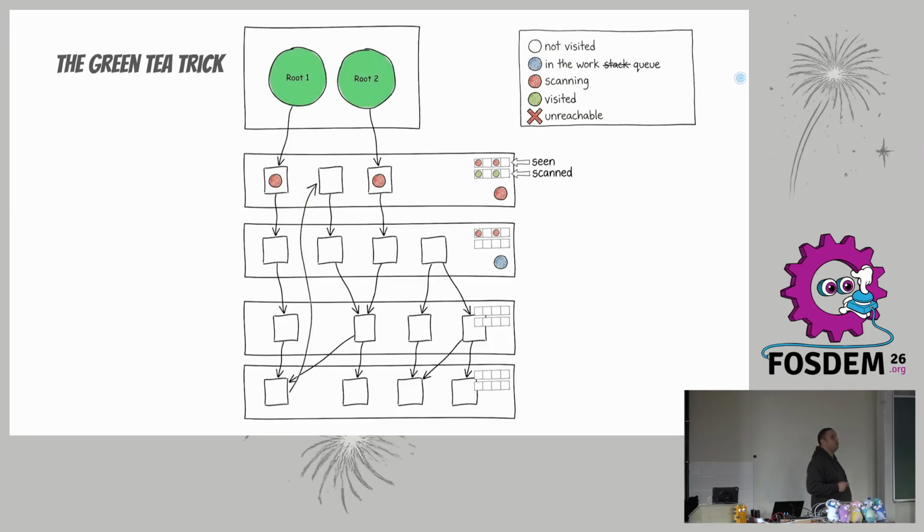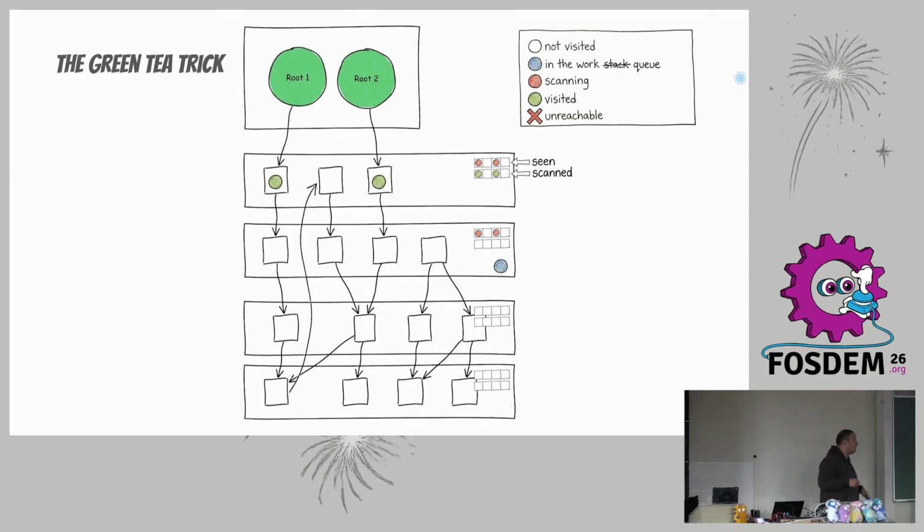I found these two objects. I have to scan these two objects that are the ones that have been seen. So I say, oh, they are pointing to other two objects. So I mark the other two objects in the other page and put that page in the queue again. And now those objects are already scanned.